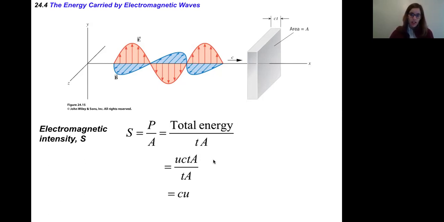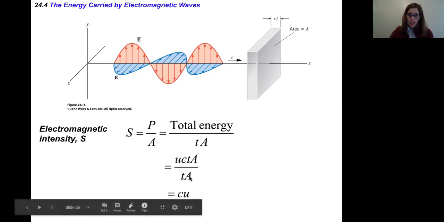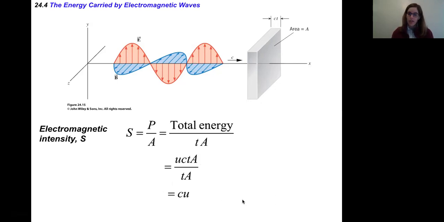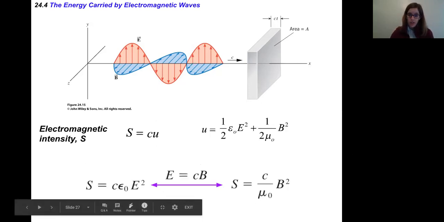The advantage of doing that is that notice then the areas are going to divide out and the time is going to divide out. And that gives us that electromagnetic intensity can be calculated with the speed of light times the energy density, which is a much simpler equation. So that's really handy. Some other variations we can have with it.